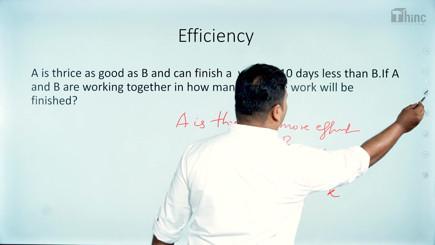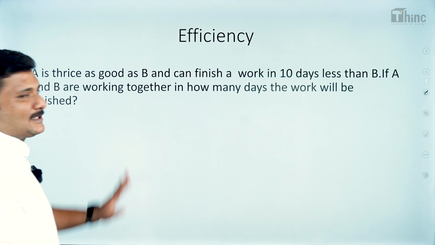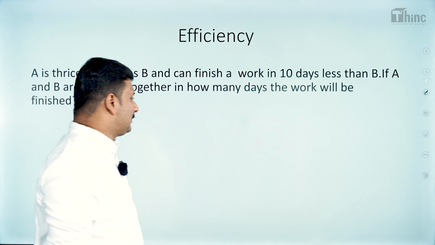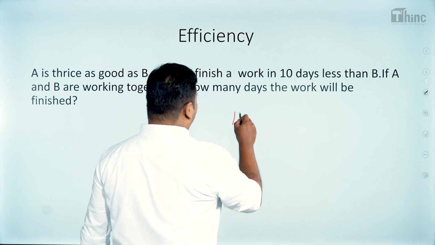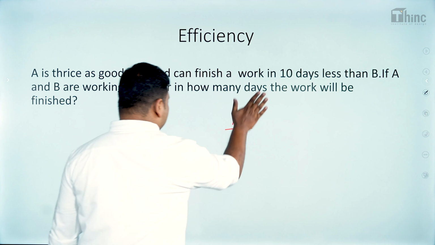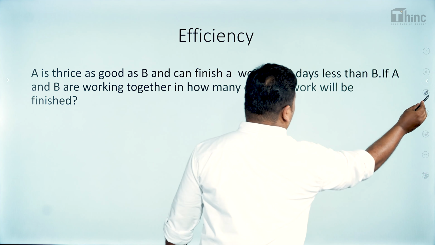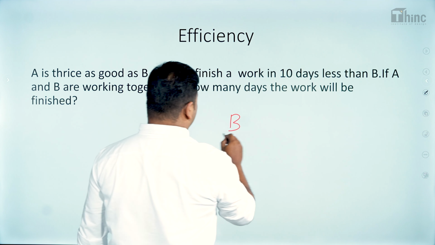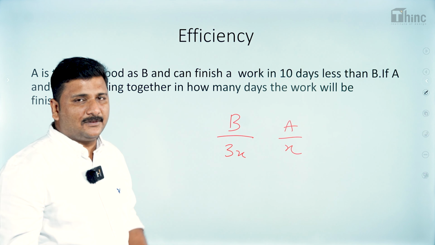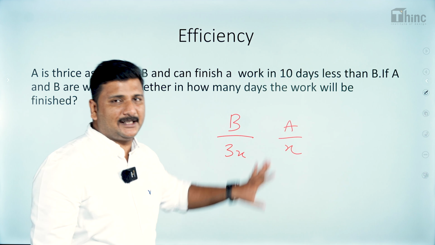Okay, so now let's see how we can actually do this question. A is thrice as good as B and can finish the work in 10 days less than B. So A is thrice as good as B. That means if B takes 3x days, A takes only x days, right? So we converted efficiency in terms of days.